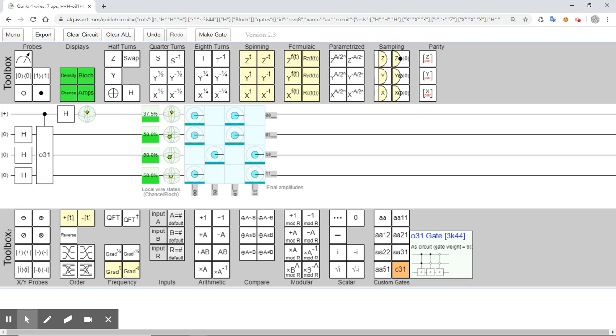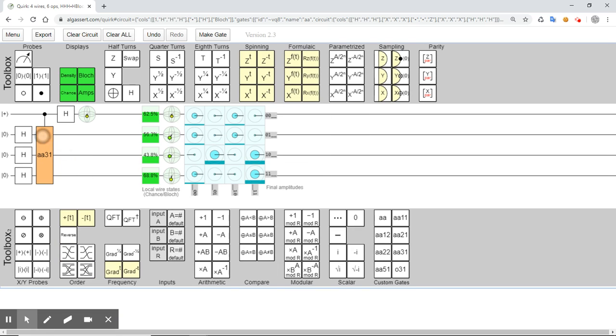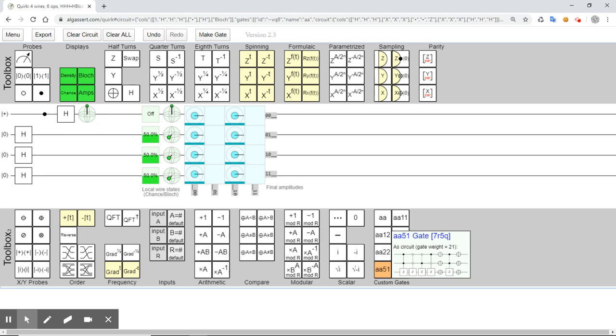So that was 37.5% versus the 62.5%. Hmm. But then here there's something wrong.